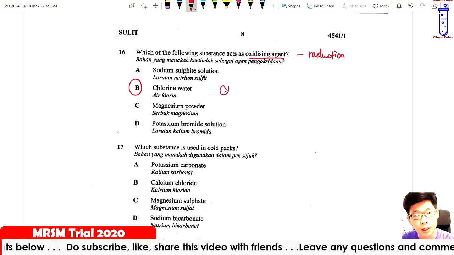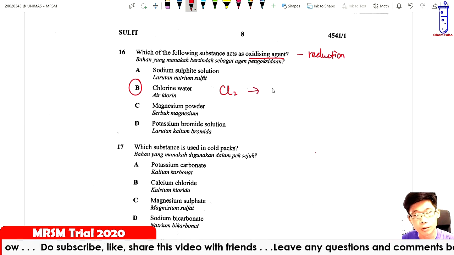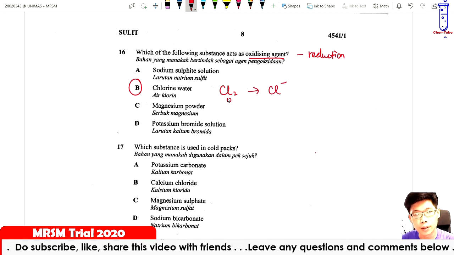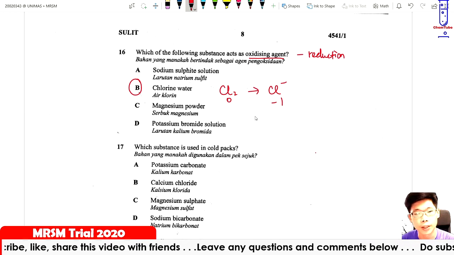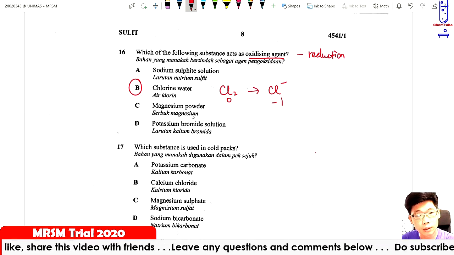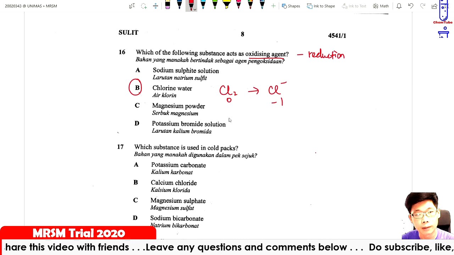Why? Because the chlorine turns to chloride. So 0 to -1, a decrease in oxidation number, so reduction. The others are all not correct.